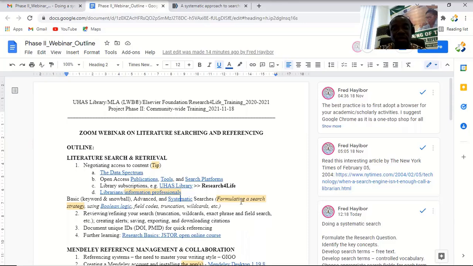So if you look, all these highlighted sections are comments I have made. In brackets, I've said that systematic searches involve formulating a search strategy, which is very critical. A search strategy is very important. You'll be using Boolean logic. Thankfully, we have already come across Boolean logic.